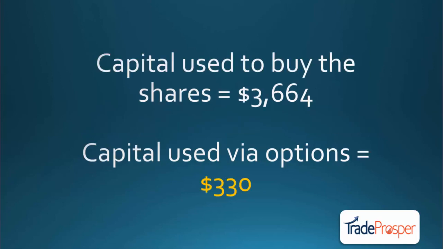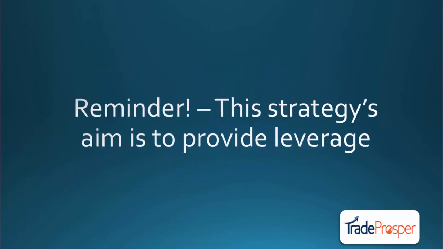But remember, for the option, we only had to put down $330, where otherwise buying the shares outright would have cost us $3,664. So though the absolute number of profit might be a little bit less, the return on invested capital is much, much higher. So once again, this shows you the power of options and the leverage that they can provide to your overall portfolio.